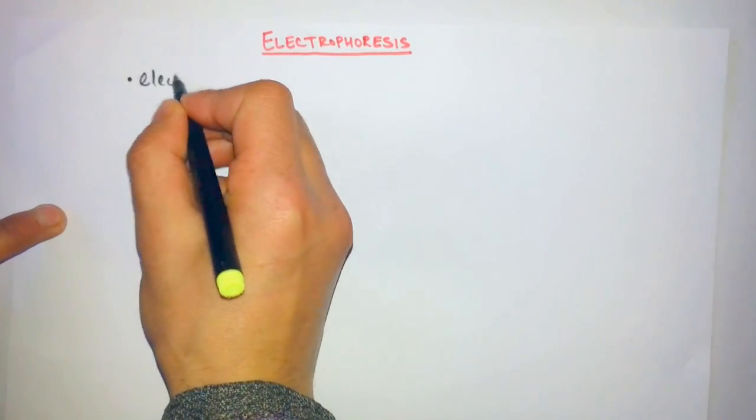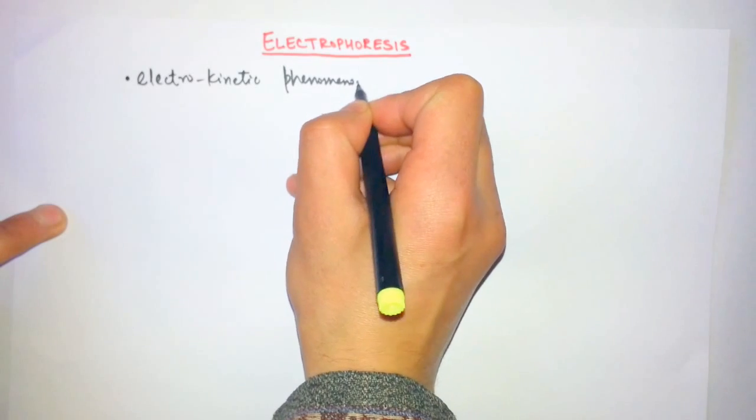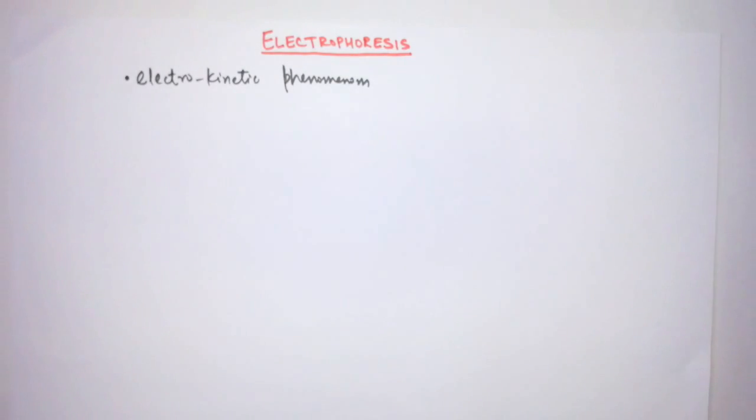Electrophoresis, simply, we can say, is an electrokinetic phenomenon in which there is movement of ions in fluid under the influence of an electric field. It's the simple definition that you can remember.